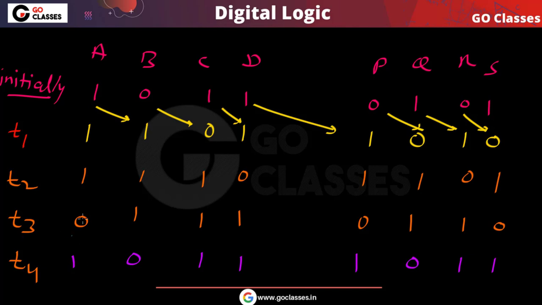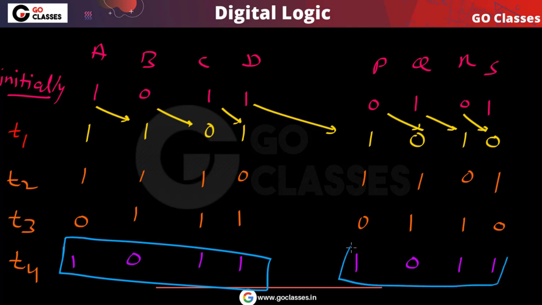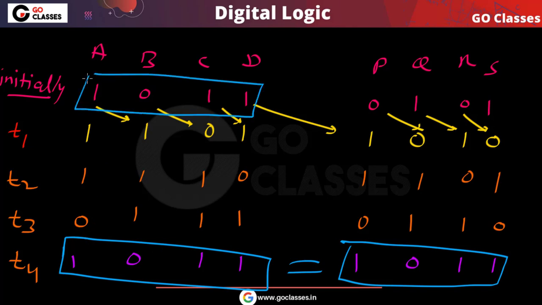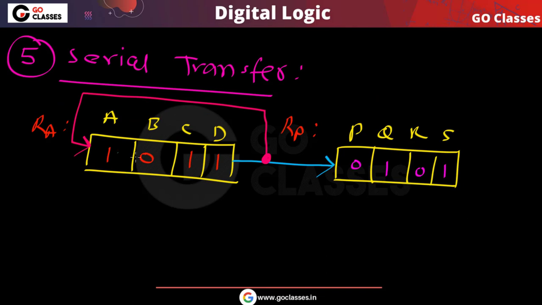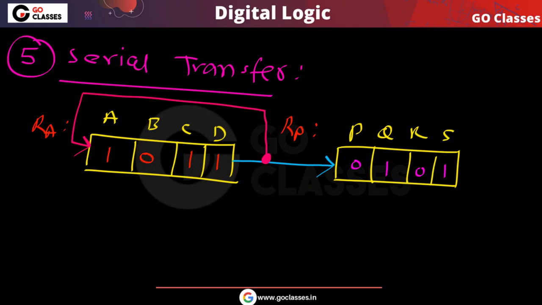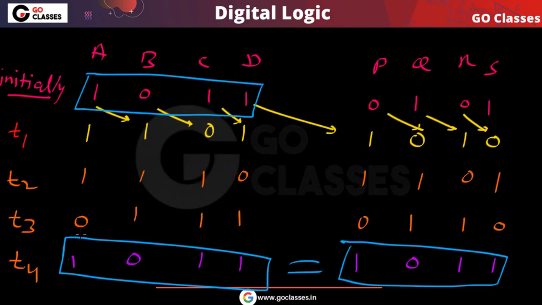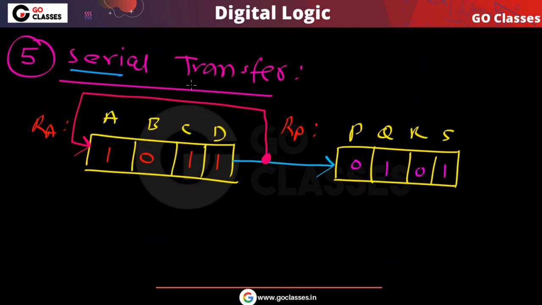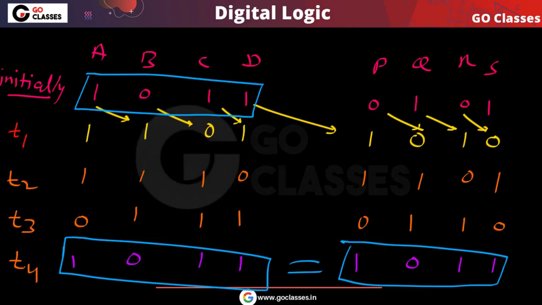You can notice after 4 clock pulses, this is your original content. So we have copied the data from register RA to RB. Now both RA and RB are the same, and this is your initial content. We have basically copied RA into RB, and the data inside register A is as it is. This is how you can do the serial transfer. This is called serial transfer.